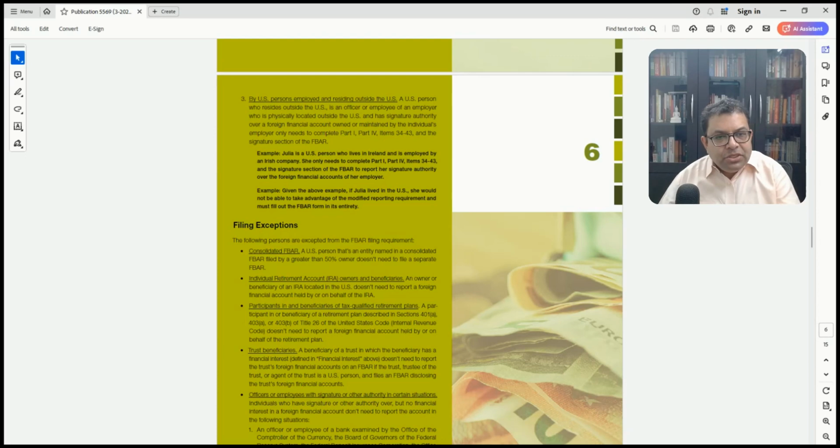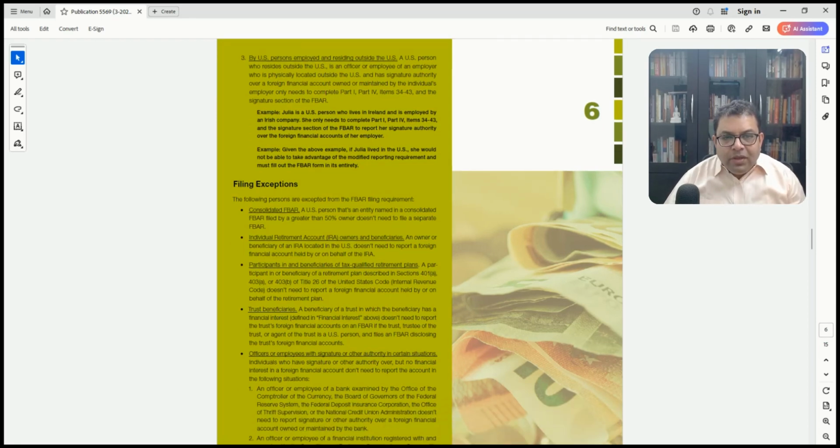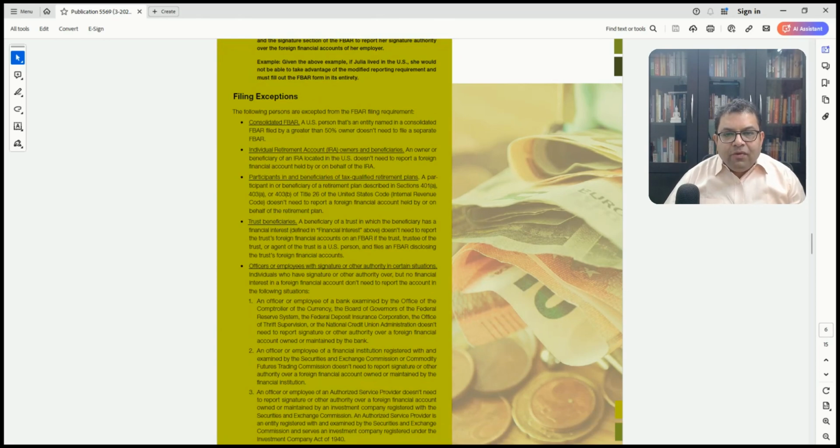Then there are certain relaxations. For example, if you are an employee of a company which is not a resident of the United States and you are holding signature authority, then you only need to give basic information, so that relaxation is given. Then there are certain filing exceptions, that means the following persons do not need to file. For example, a consolidated FBAR: a US person that's an entity named in a consolidated FBAR filed by a greater than 50% owner. For example, I hold an LLC in the USA, I'm a single member LLC, and I hold 100% ownership in the LLC. If LLC owns anything outside the United States and I take care of that in my own individual reporting, then the LLC need not separately file.